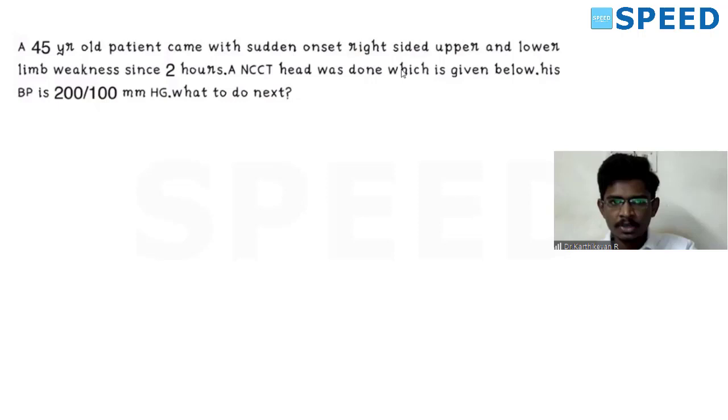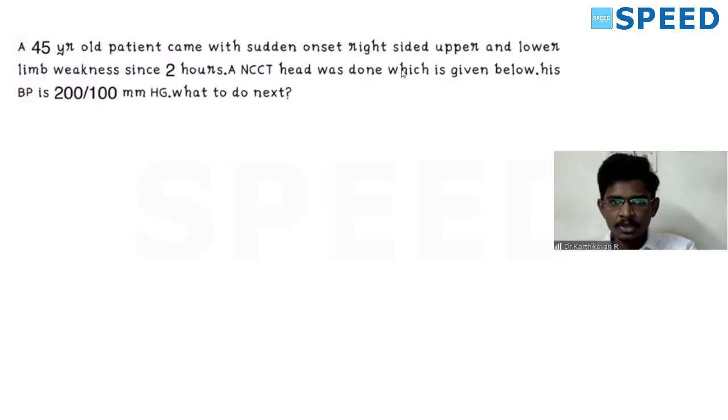So if you see here, first you should know what is the window period for stroke. Next, what you should know is BP is 200/100, so you should know the BP control in case of stroke. And next, if you see the options, thrombolysis, then you should go for thrombolysis.